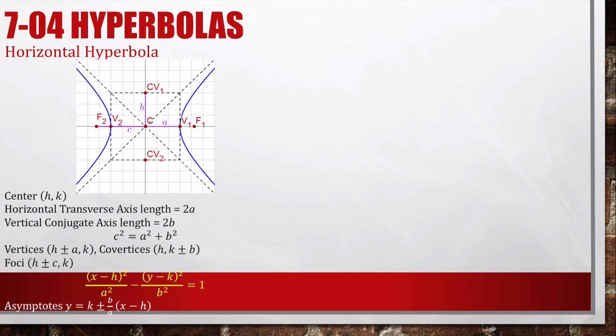So for a horizontal hyperbola, the center is (h, k). Instead of the major axis and minor axis, we now have a transverse axis, which is 2a, so from the center to a vertex is a. The conjugate axis length is 2b, so the center to the covertex is b. And the center to the focus is still c. So those are the same as in ellipses, only the names are transverse and conjugate instead of major and minor. The other difference is c squared equals a squared plus b squared.